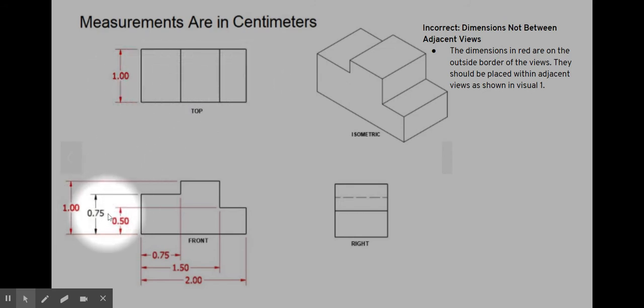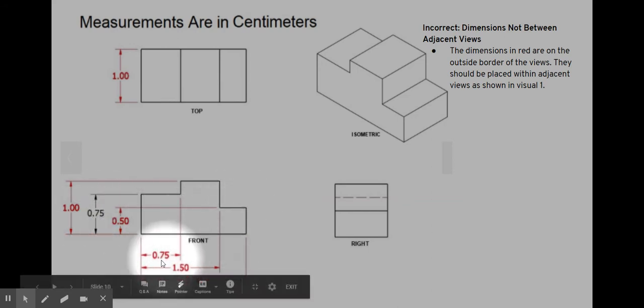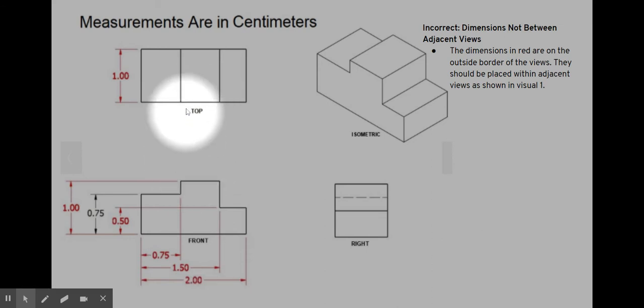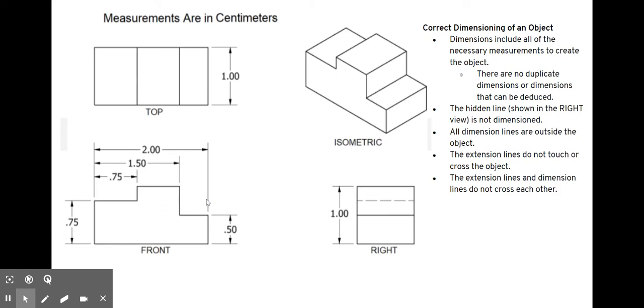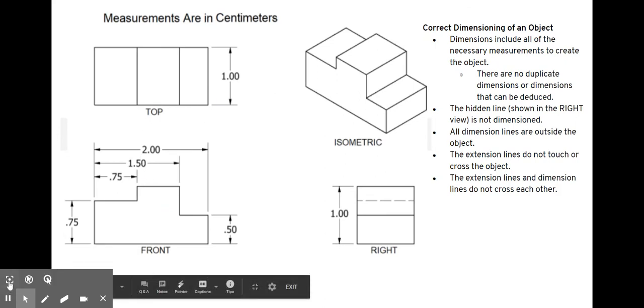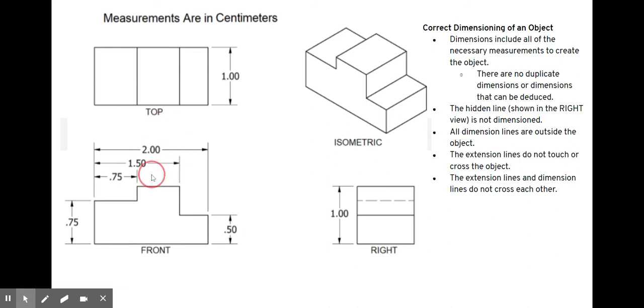These are great. I have no problem with them. This 0.75 can stay, but the 0.5 and the 1 actually belong over here. These are great measurements down here. They just need to be up here. They need to be in between views. Okay? I know it's kind of goofy, but here we go. Voila, in between, in between, in between. That's what we're looking for.